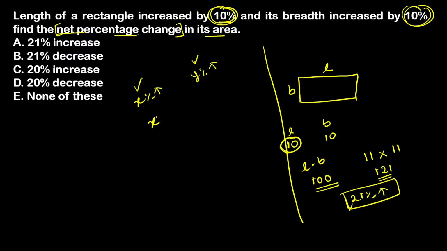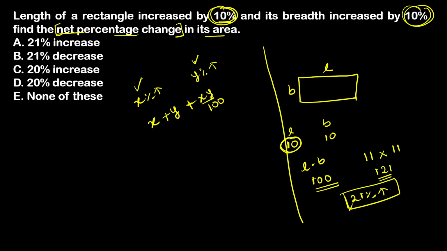When it's negative, we will clearly mention whether it's minus x or minus y. When it's positive, you need not write the sign there. Fine. X percentage increase, let it be x. And then breadth increased by y percentage, let it be y. X plus y plus x into y by 100.